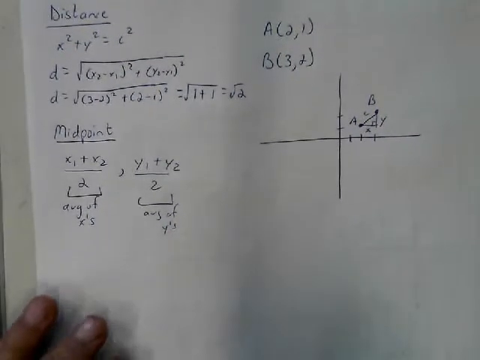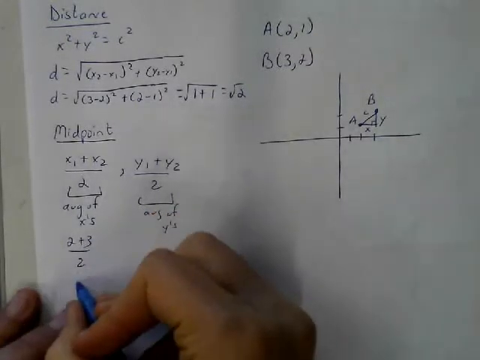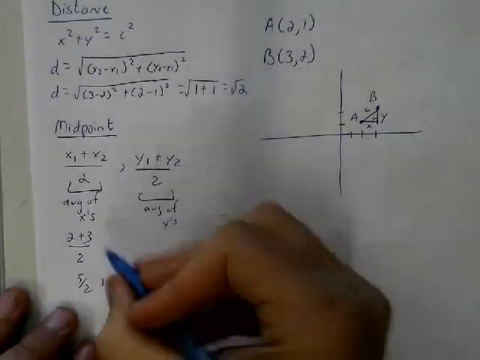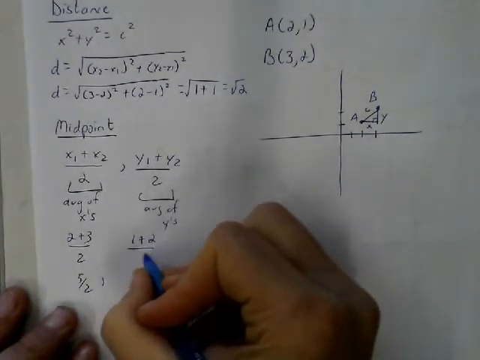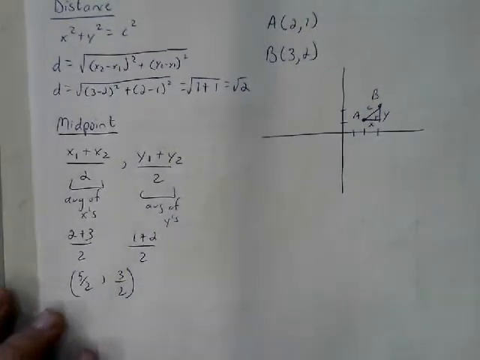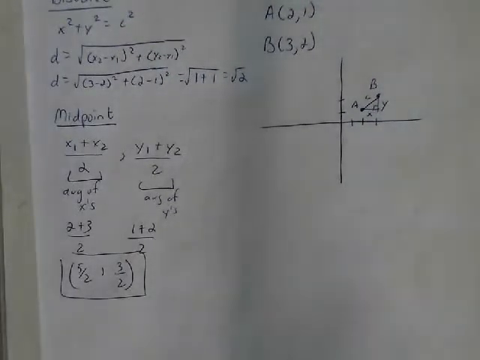So in this example, we take the x's and do 2 plus 3 divided by 2. So it's 5 halves. For the y direction, we have 1 plus 2 divided by 2. We have 3 halves. So our midpoint is 5 halves, comma 3 halves.